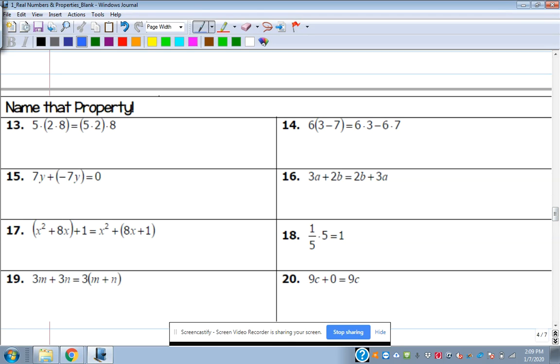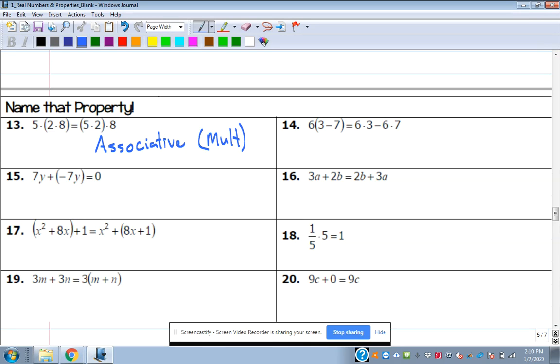We're going to name the property that's being used. So look at number 13. It says 5 times parentheses 2 times 8 is equal to parentheses 5 times 2 close parentheses times 8. Associative, because it has parentheses in it. Did the order of the problem change? No, it's still 5, 2, 8, right? The parentheses change. So this is the associative property. And then we'll put in parentheses MULT for multiplication. Pretty obvious it's multiplication, but I want you to put it in there, to make sure.